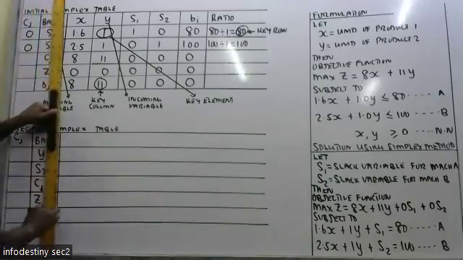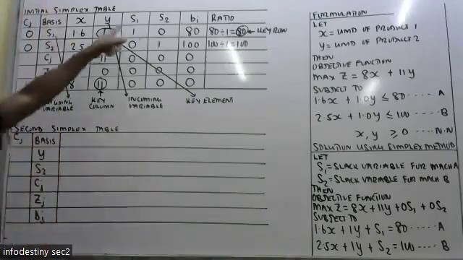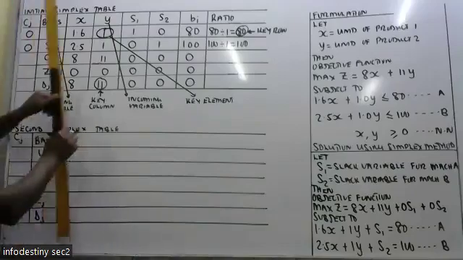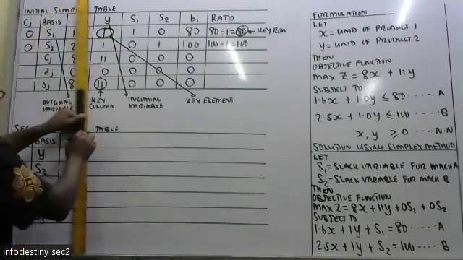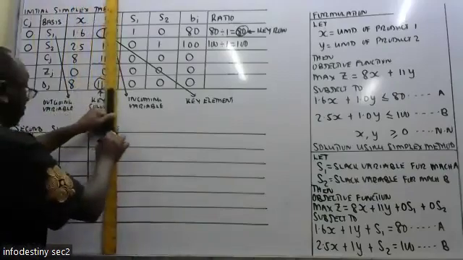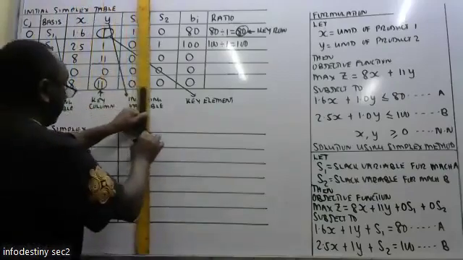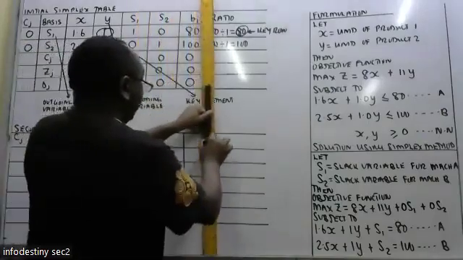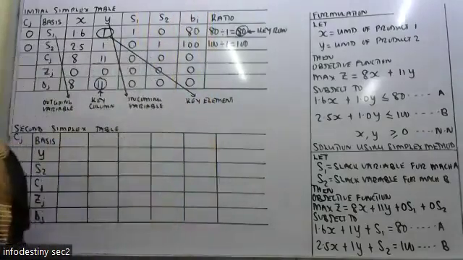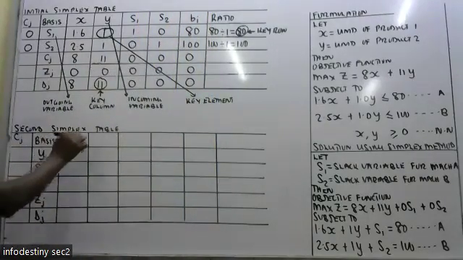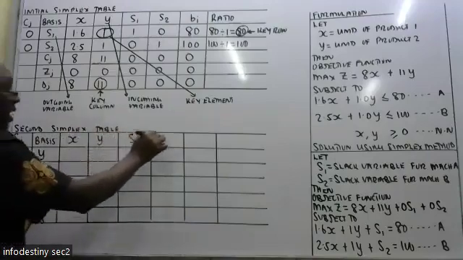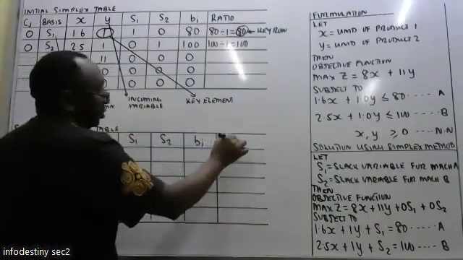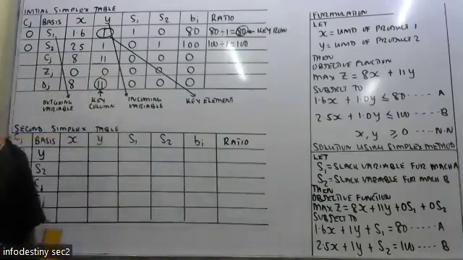Then from there, these columns here, they don't change. The columns do not change. So I have a column for X. I have a column for Y. I have a column for S1. I have a column for S2. I have a column for BI and the space for ratio. So this is X, Y, S1, S2, BI, and ratio. So we can design that.